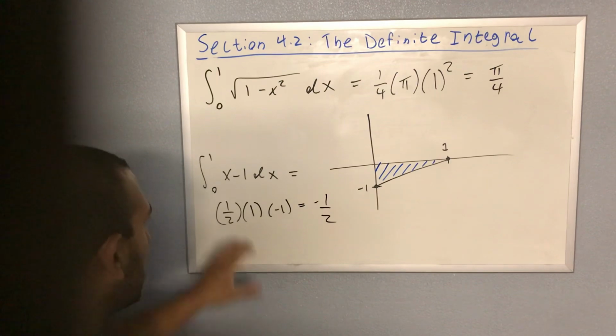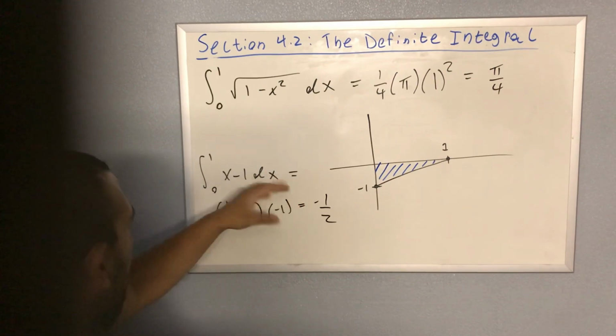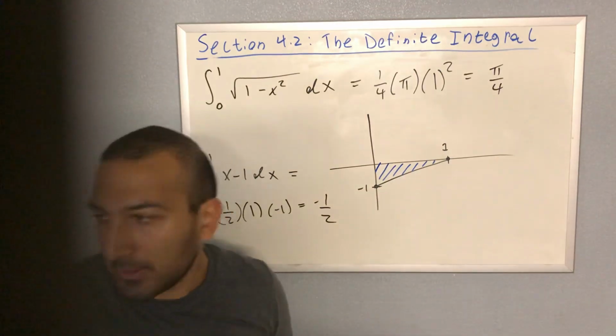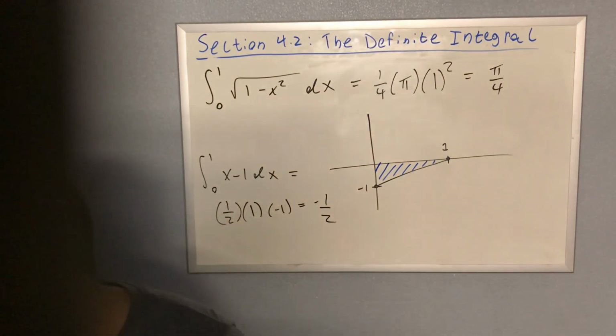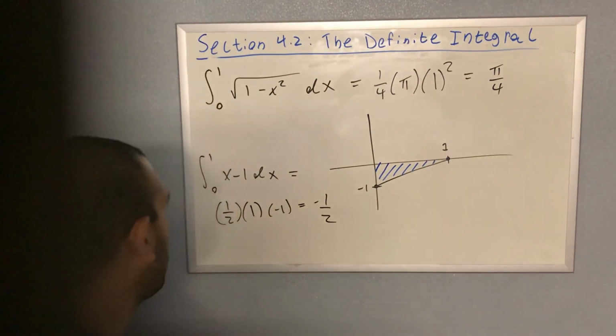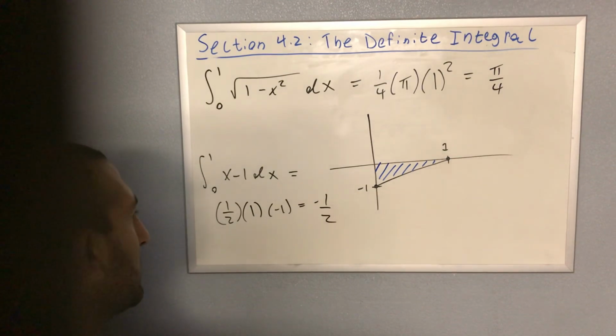So again, these really daunting looking symbols, all this mumbo jumbo, all it's saying is find this area, which we know is -1/2. Okay, so not too bad.